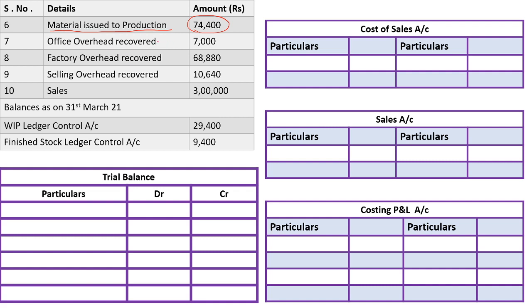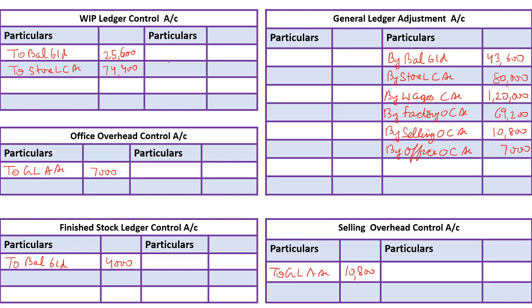Now the office overhead is recovered from finished stock, factory overhead is recovered with WIP, and the selling overhead is recovered with cost of sales. So one by one we do the ledger posting. So first we do the ledger posting of office overhead. So the office overhead is recovered by finished stock ledger control account with rupees 7,000, and in finished stock ledger control account we write to office overhead control account 7,000 rupees.